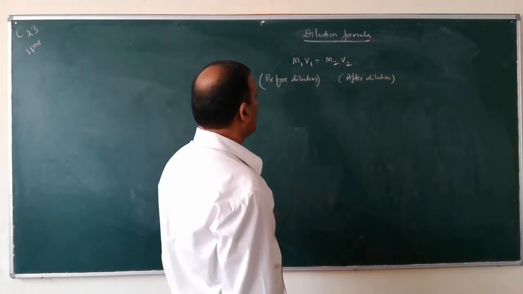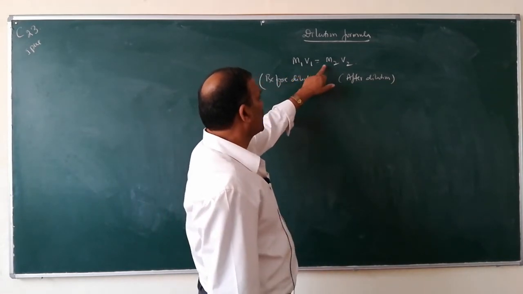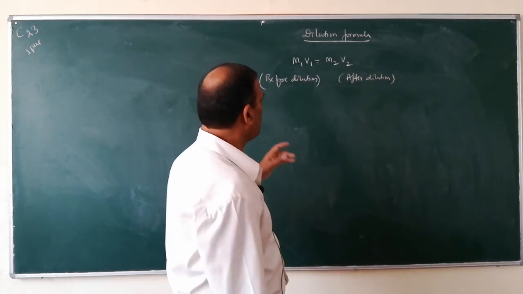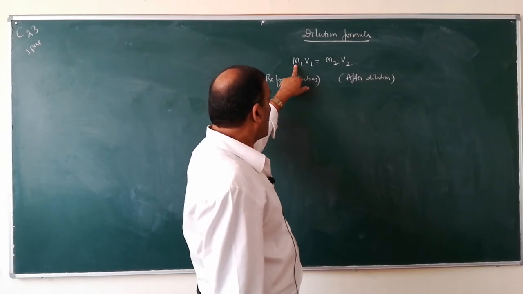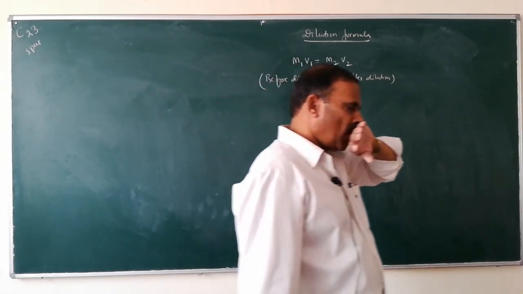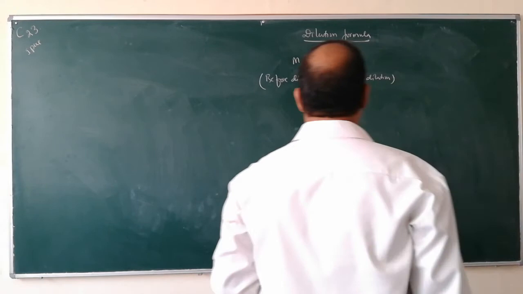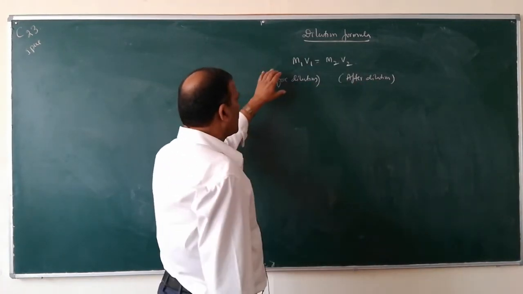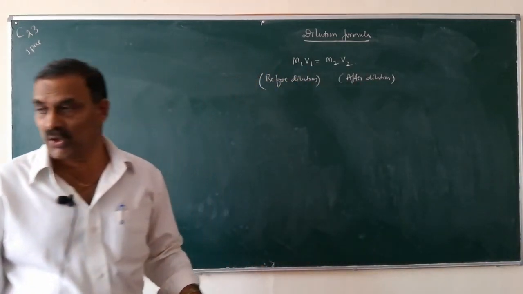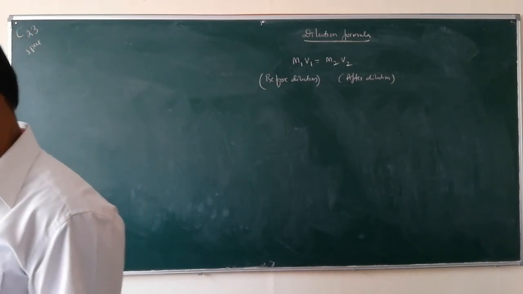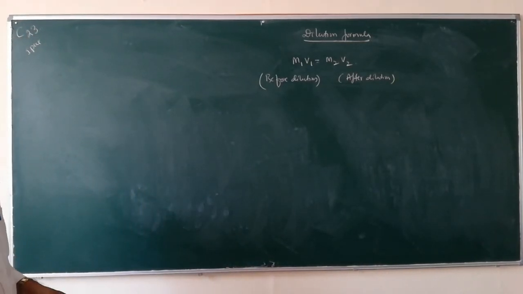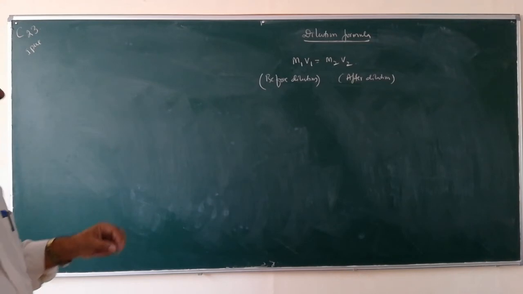This is the dilution formula: M1 V1 equals M2 V2. What is the meaning of this? Molarity times volume of solution before dilution is equal to molarity times volume of solution after dilution.